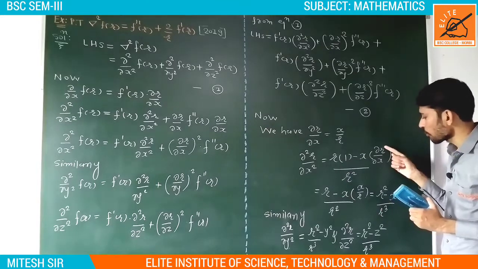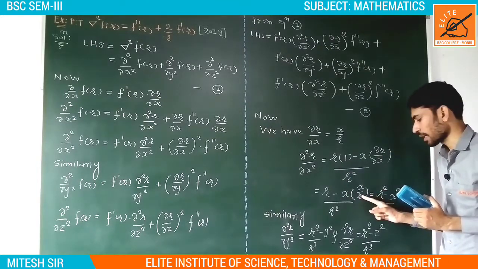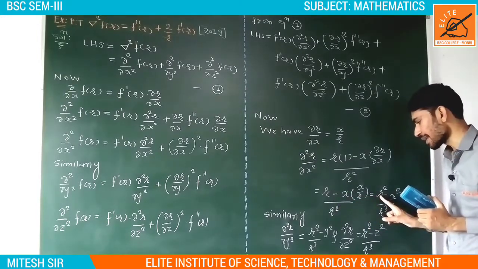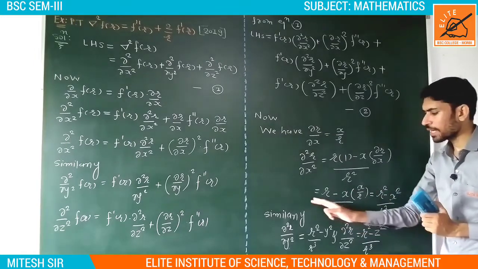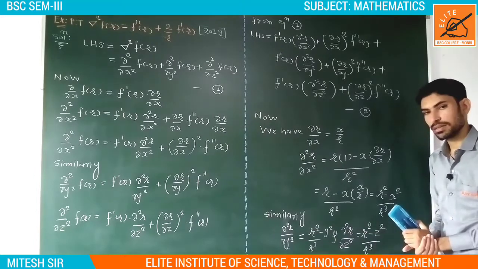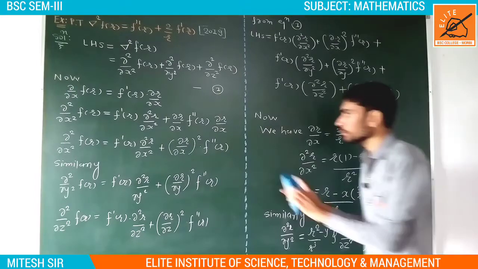Now we substitute the value of del r by del x. So del r by del x is nothing but x by r. Now we take r as an LCM. So r multiplied with this r. So we write as r square minus x square upon r cube. Similarly we write the value for del square r upon del y square and del square r upon del z square. Now substitute these three values in equation number 2.